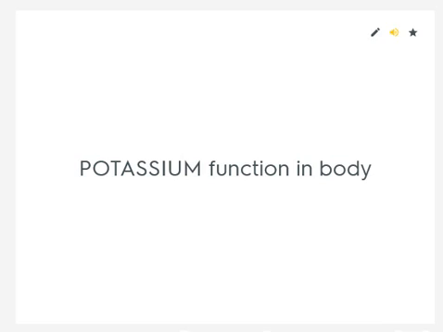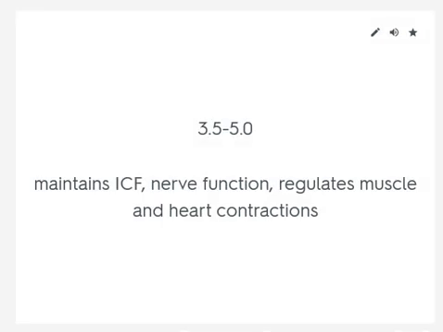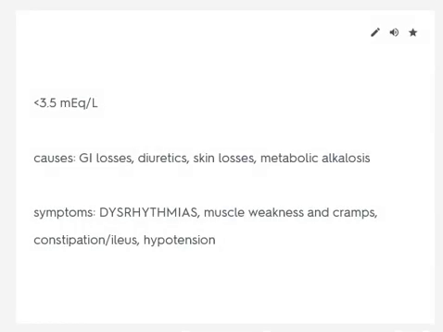Potassium function in body: 3.5 to 5.0, maintains ICF, nerve function, regulates muscle and heart contractions. Hypokalemia: less than 3.5, causes GI losses, diuretics, skin losses, metabolic alkalosis. Symptoms: dysrhythmias, muscle weakness and cramps, constipation, ileus, hypotension.